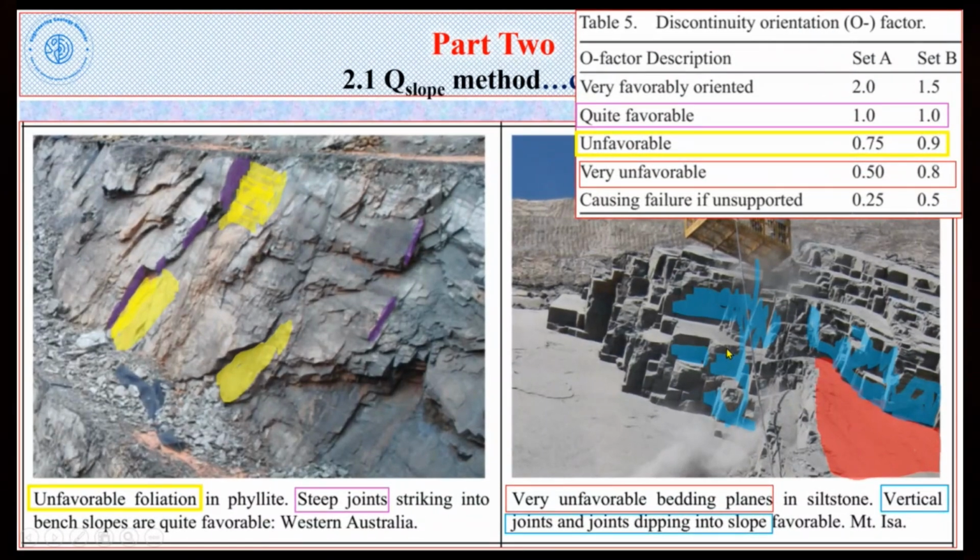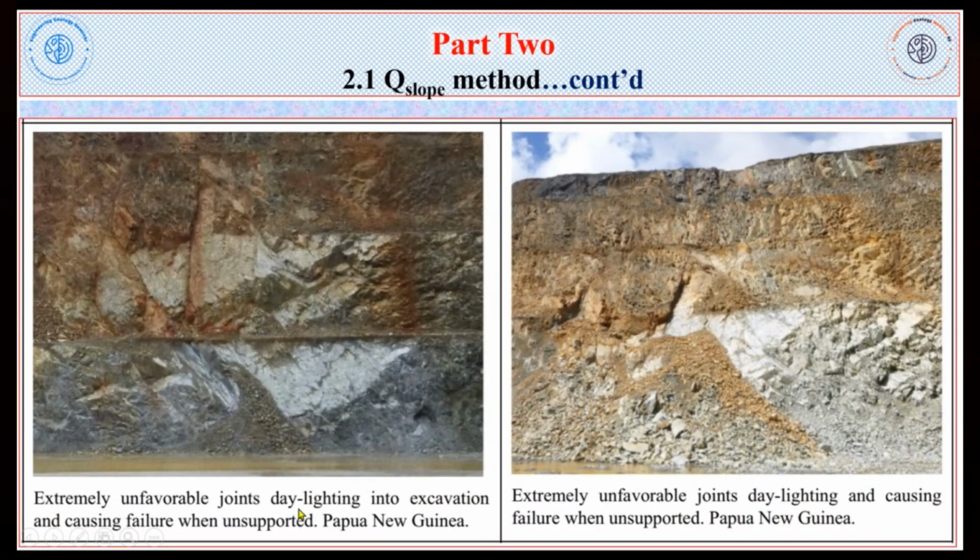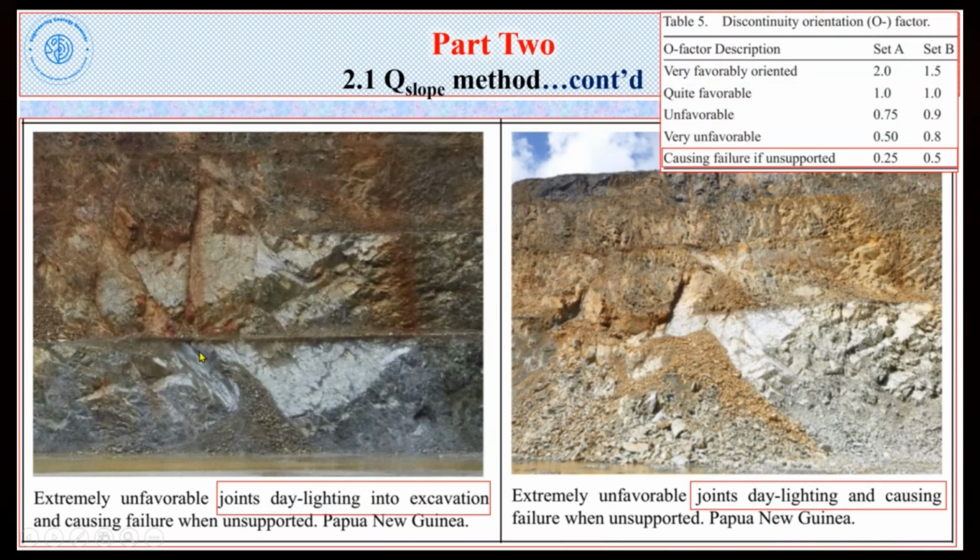When we come to here, what we see is extremely unfavorable joints, because the joints are daylighting onto the excavation. This is the excavation surface. This joint plane, if you see this joint plane, both the joints are daylighted or exposed on the excavated slope. So these are extremely unfavorable in both cases.